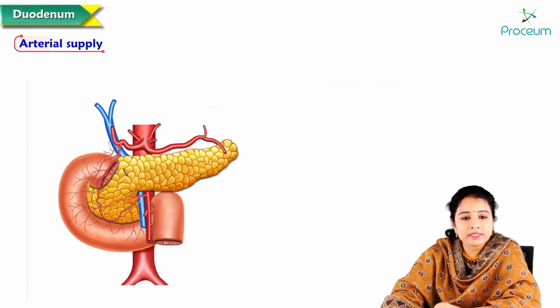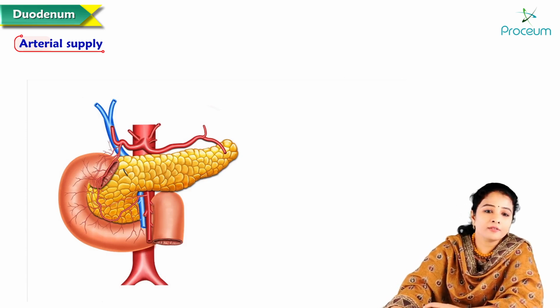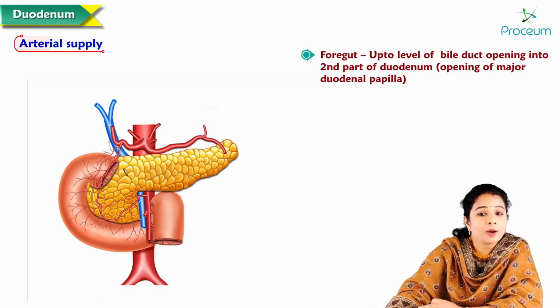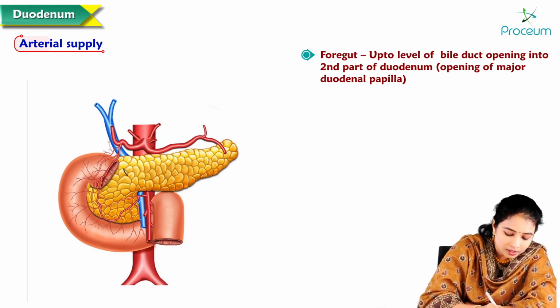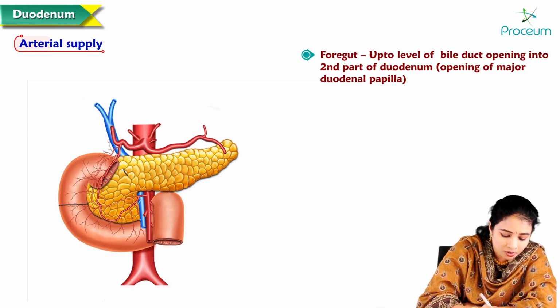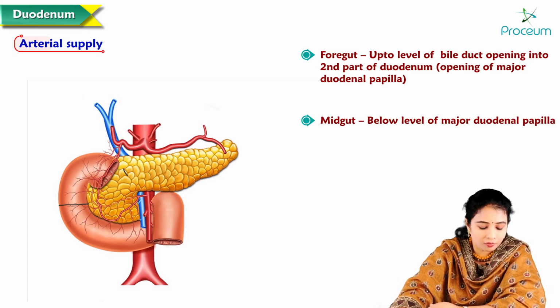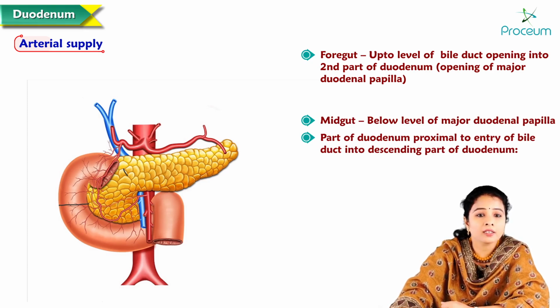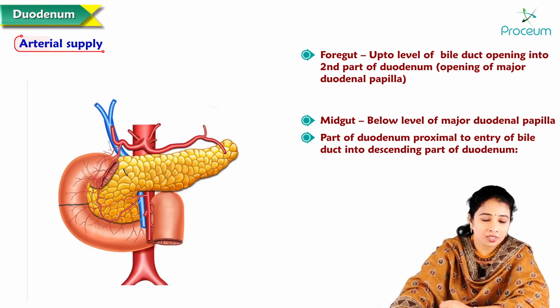Let's see the arterial supply of duodenum. Duodenum is derived from both foregut and midgut. The duodenum is developed from the foregut up to the level of the opening of the bile duct into the second part of duodenum, which is almost at the opening of the major duodenal papilla. Below the level of the major duodenal papilla, it is derived from the midgut. The part of the duodenum proximal to the entry of the bile duct into the descending part of duodenum is supplied by the superior pancreaticoduodenal artery, which is a branch of the gastroduodenal artery.